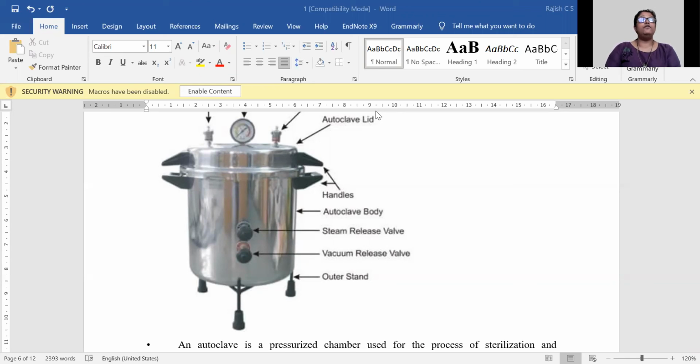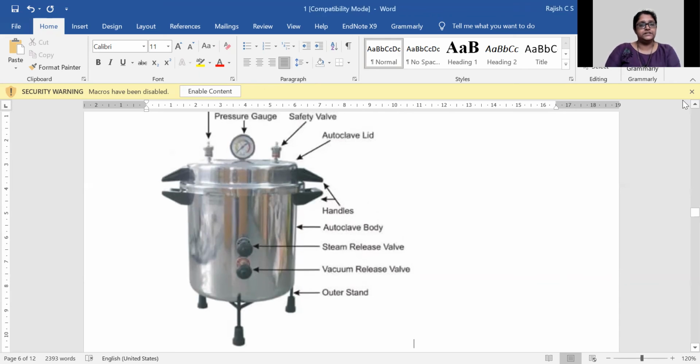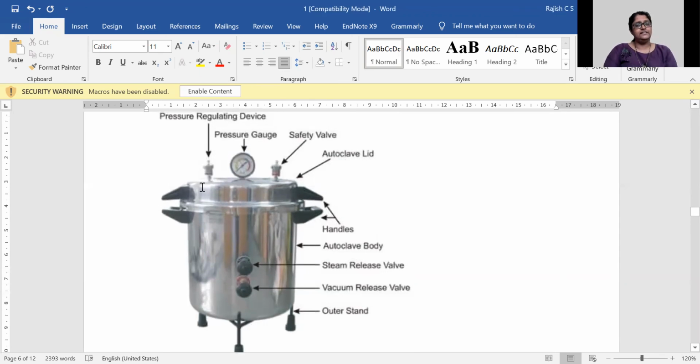So you have an autoclave lid and a safety valve. You have the handles, autoclave body, vacuum release and steam release, and there is a pressure gauge in which you will see the pressure. There will be a marking over there that shows when it is reaching 15 psi pressure. These are the safety valves, the pressure regulating devices, which will let off the excess steam when the pressure goes above a certain level. We have set it to 15 psi.